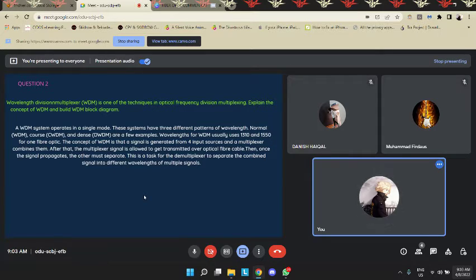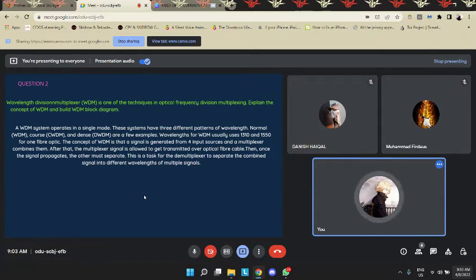A WDM system operates in single mode. This system has three different patterns of wavelength: normal WDM, CWDM, and DWDM are a few examples. Wavelength for WDM usually uses 1310 and 1550 for one fiber optic.